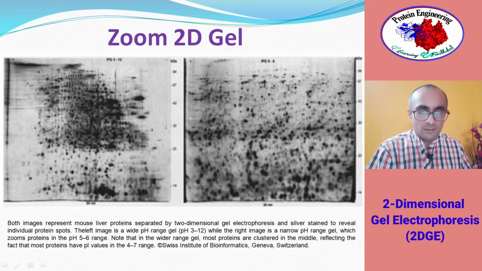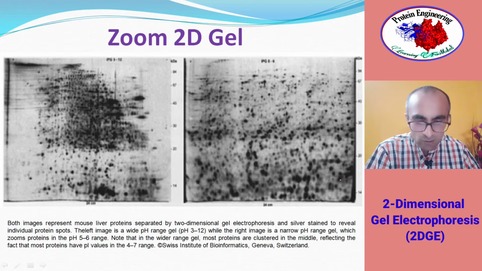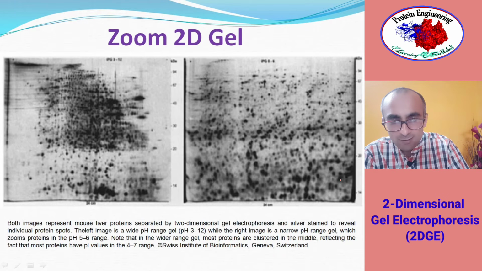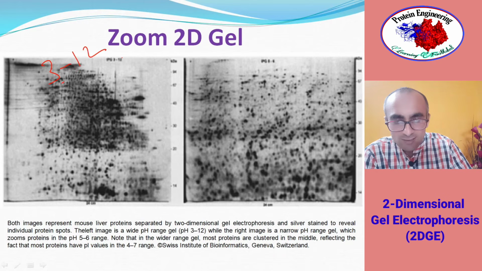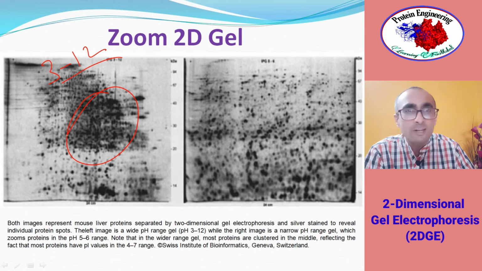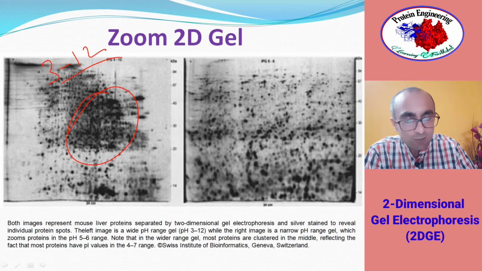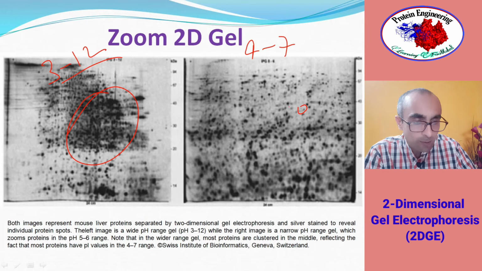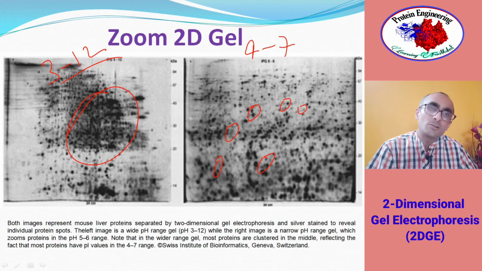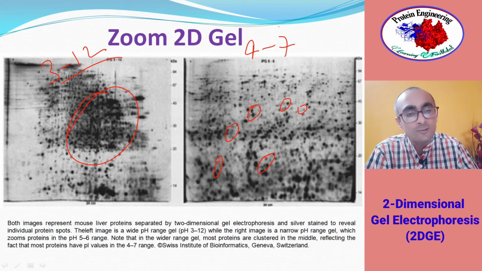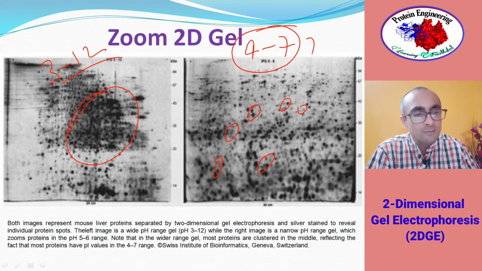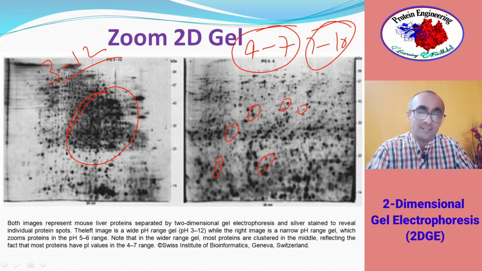Or you can try zoom 2D gels, where for example this is 3 to 12 pH range, and we see that there is a lot of crowding. The resolution is very poor here, and it can be run, for example, at 4 to 7. If you run 4 to 7 pH here on the right hand side, you see these spots are all well resolved. So you can improve resolution by using zoom gel. So you can run 4 to 7, in the next gel you can run 7 to 10, and so on, and eventually you put them together to see the entire proteome.